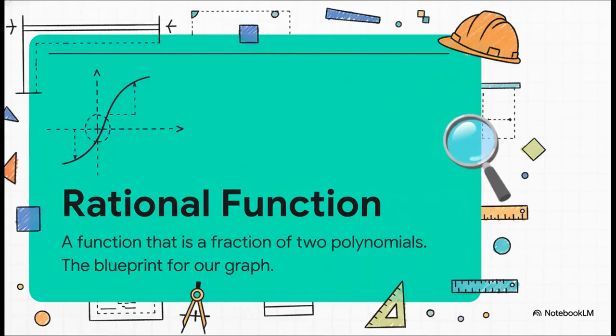The secret, as you might have guessed, is all in the blueprint, the rational function itself. And honestly, it's a pretty simple idea. It's just one polynomial sitting on top of another one, a fraction. But here's the cool part. Every single piece of that fraction is an instruction, a little command telling us exactly how to build our graph.